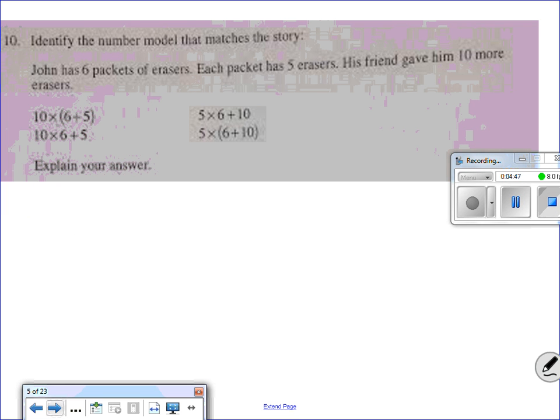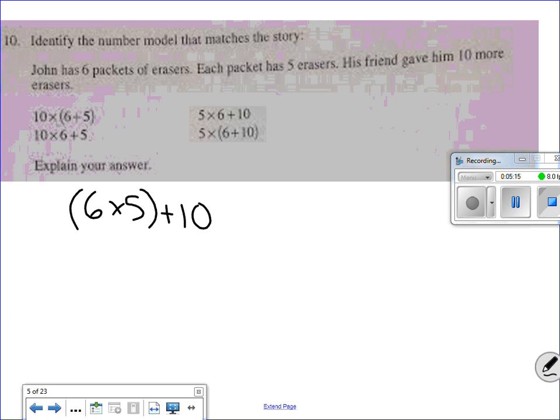Let's keep going. John has 6 packets of erasers. Each packet has 5 erasers. His friend gave him 10 more erasers. So which one is it? So he has 6 packets of erasers. So if he has 6 packets, each one has 5 erasers, so he's going to be multiplying by 5, right? And then his friend gave him 10 more. So I haven't even looked at what the answers are, but that's just the process. Which one of these would give me the same answers? Okay.